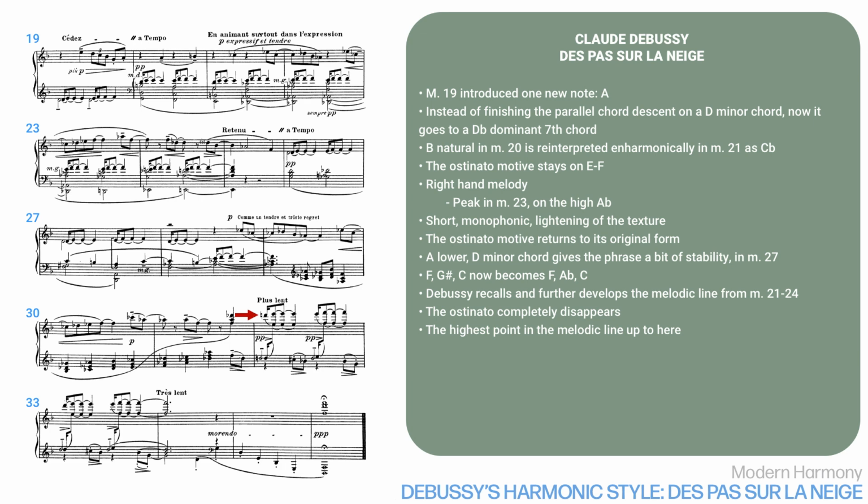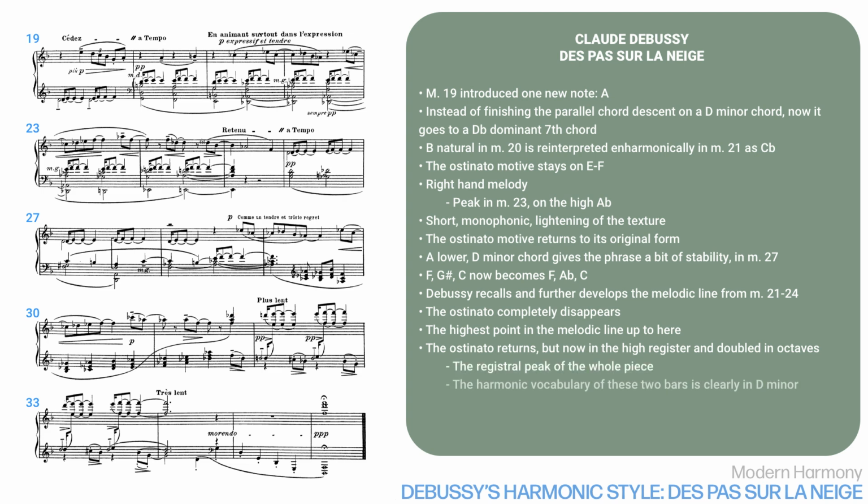Then, in measures 32-33, the ostinato returns, but now in the high register and doubled in octaves. In fact, this is the registral peak of the whole piece. The harmonic vocabulary of these 2 bars is clearly D minor. Finally, after pausing momentarily on a G7 chord, the subdominant of D minor, Debussy simply arpeggiates the left hand all the way down, on the root and the 5th of that chord, to the lowest register in the piece, where a quiet, widely spaced D minor chord marks the final cadence.